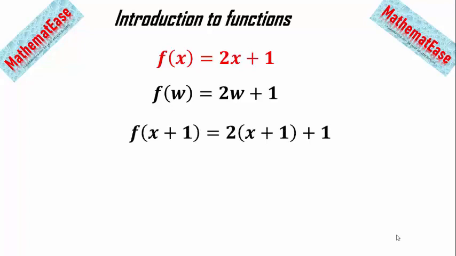F of x plus 1 should be equal to 2 bracket x plus 1 plus 1. Then I need to simplify this. So that will give me 2x plus 2 plus 1, which is 2x plus 3.